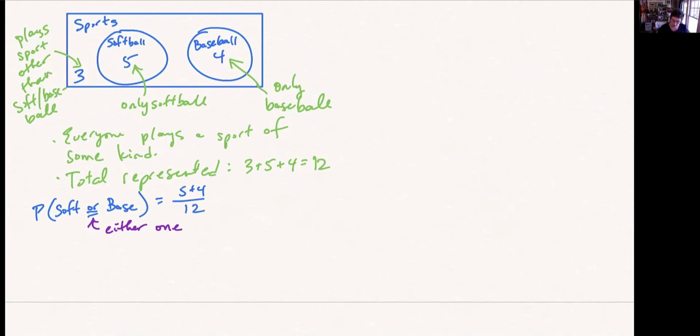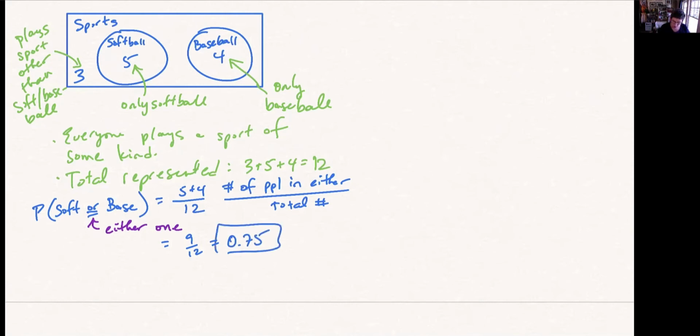Okay, so to calculate that, in the top, what I put is the number of people in either circle, and I divided it by the total number of people represented. Okay, and then of course, to figure this out correctly, we've got to put this in our calculator. This is 9 over 12, so the probability is 0.75. Remember, the probability is always going to be that decimal. We use the fraction to get the decimal. The answer is the actual decimal.